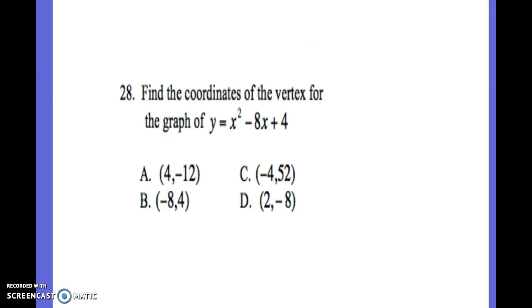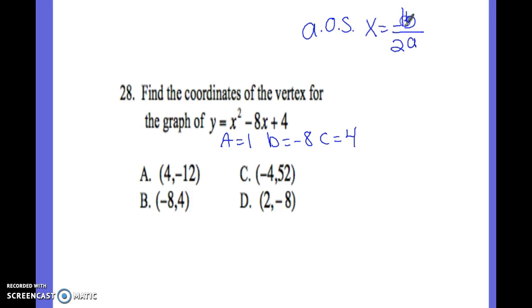28, find the coordinates for the vertex. So you have it in standard form. You know that A equals 1, B equals negative 8, and C equals 4. To find your vertex, remember you first find your axis of symmetry, which is x equals negative b all over 2a, or negative 1 times b. So x equals negative 1 times negative 8 all over 2 times 1. So you get positive 8 over 2, which is 4.